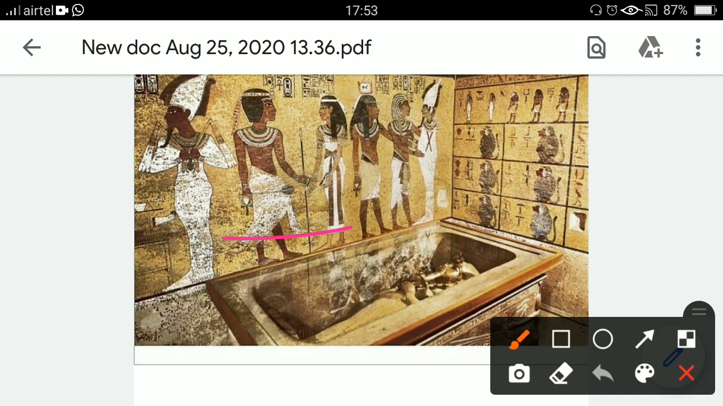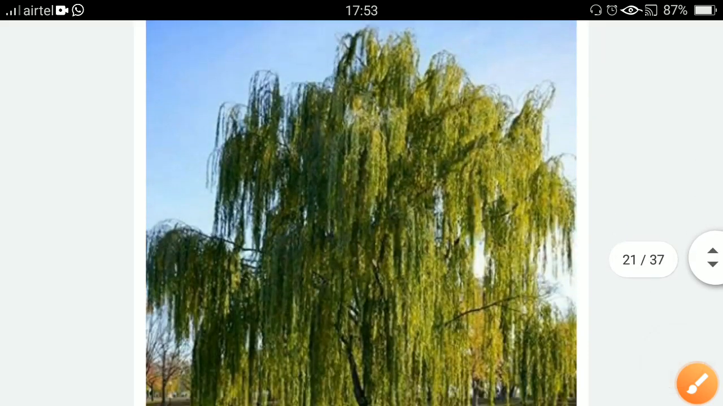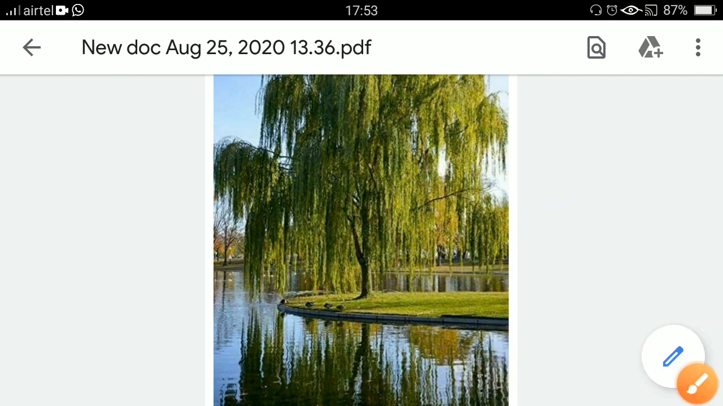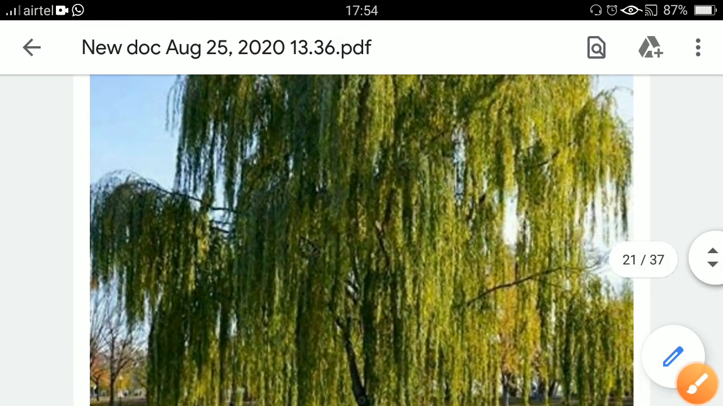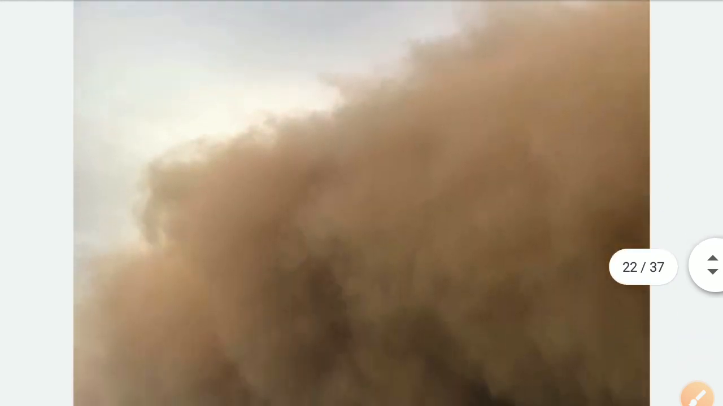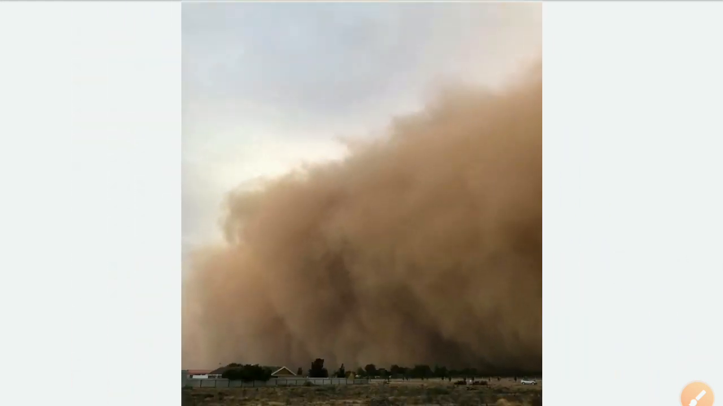these are the pictures of murals. Murals means the paintings on the walls. This is a tree which is called willow. Well, this tree has nothing to do with the chapter, but the leaves of this tree are used to make a garland. So the garland, as I mentioned, a garland of willow was found on the shroud.